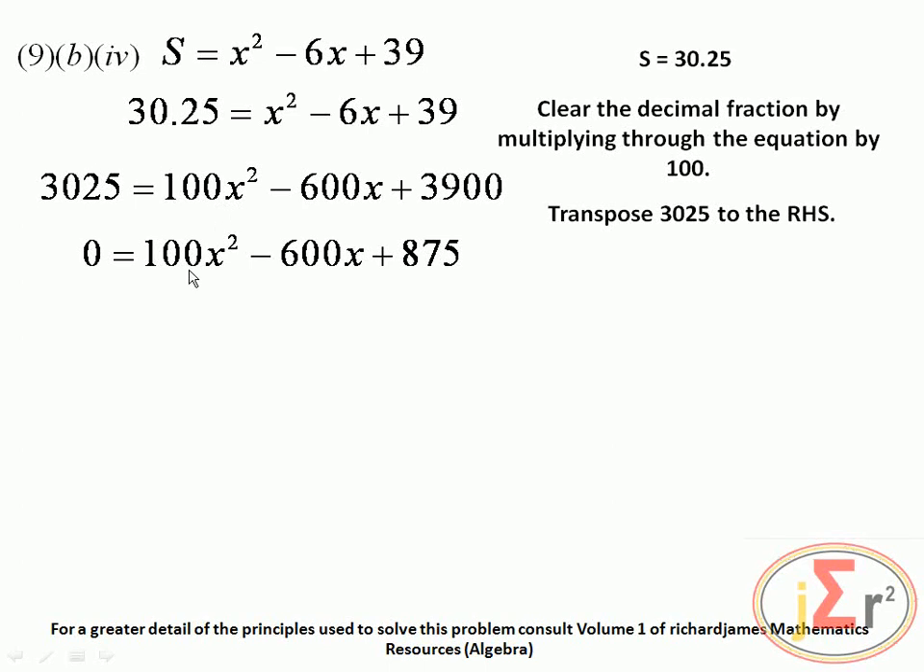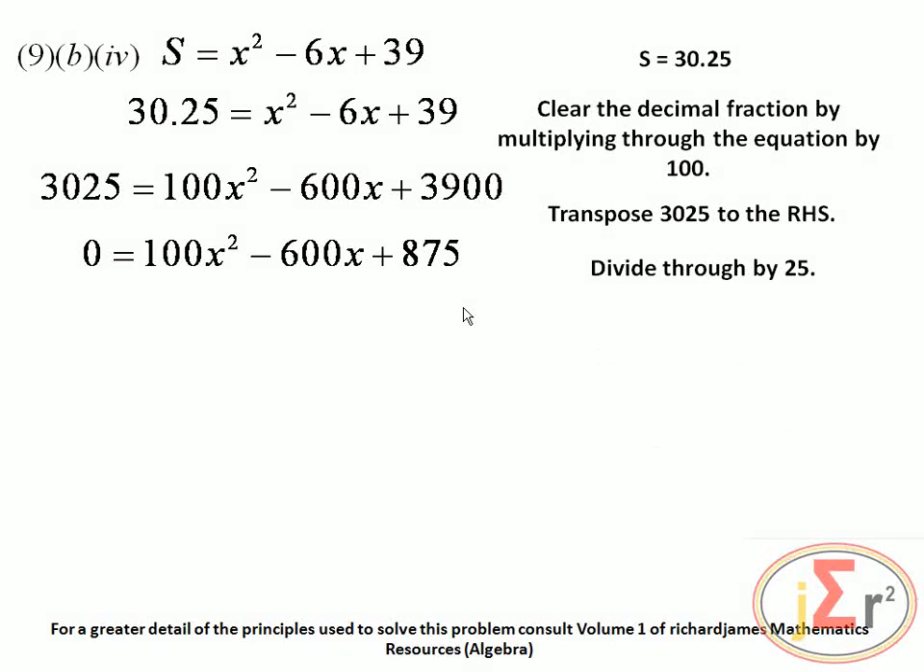100x squared right there, 600x right there, and of course we will not bother to transpose the 3025 to the right hand side and then subtract that 3025 from 3900. We will just do that in one step. So we're going to take the 3025 to the right hand side, and we will subtract that because it is a positive on that side. So we'll subtract that from 3900. We'll do that in one step, and the result is 875.